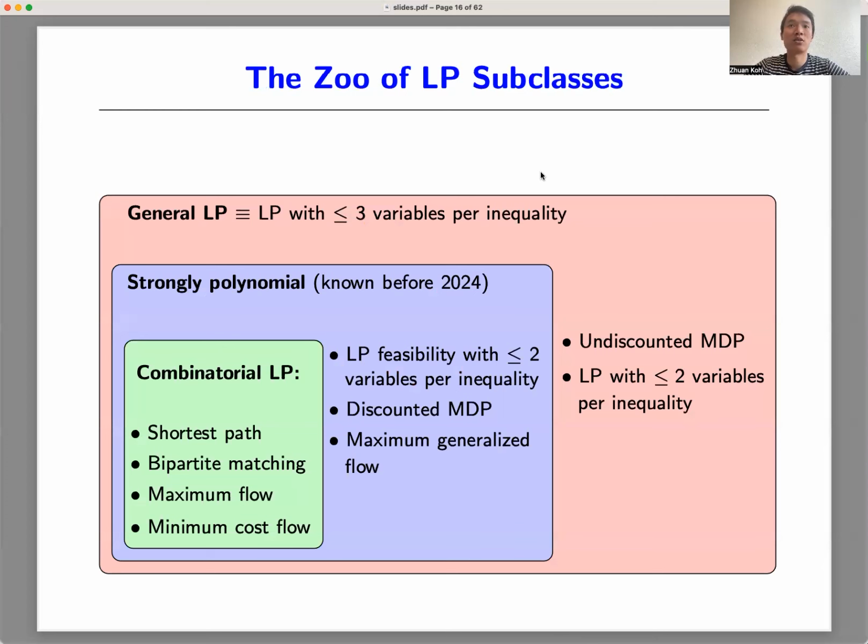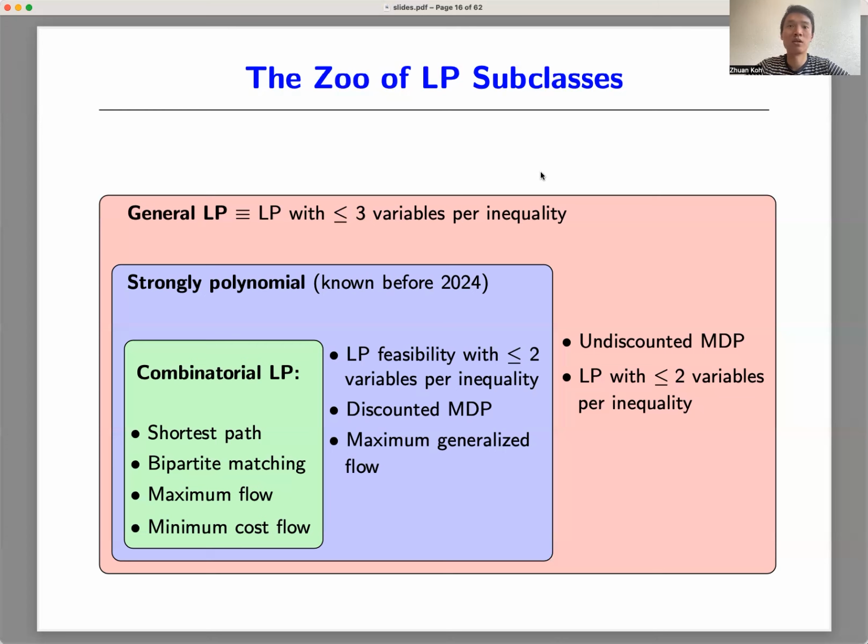Here are some well-known classes of linear programs. The study of strongly polynomial algorithms came from the study of combinatorial optimization problems. And as we all know, many combinatorial optimization problems, such as shortest path, bipartite matching, maximum flow, and min cost flow, can be formulated as a linear program. There is a superclass of such linear programs called combinatorial LPs, and they can be solved in strongly polynomial time by a seminal result of Tardos.